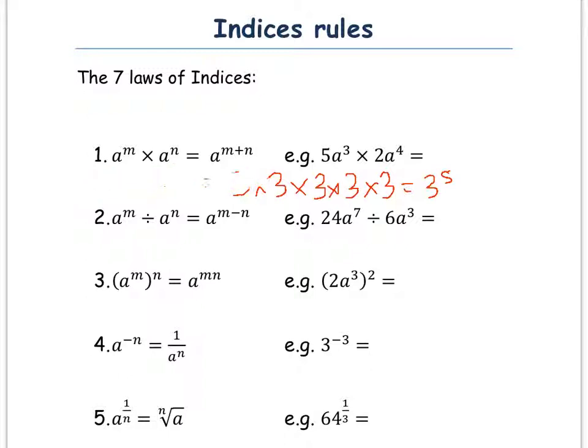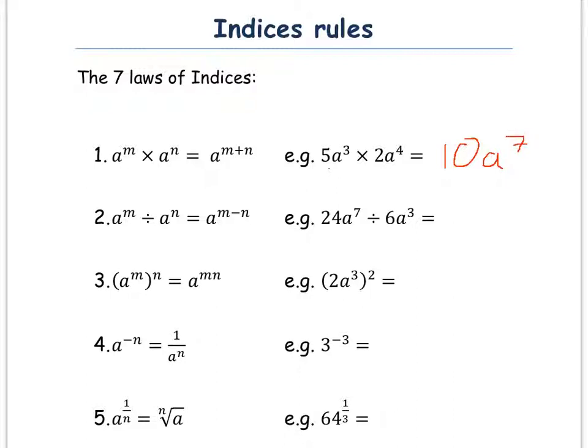Now let's have a quick look at this example: 5a cubed times 2a to the power of 4. In this situation, you multiply the 5 and the 2 together to make 10, and then the powers of a cubed times a to the 4. Now you add those together, so 3 add 4 is 7.